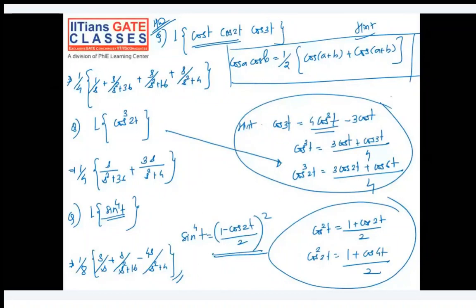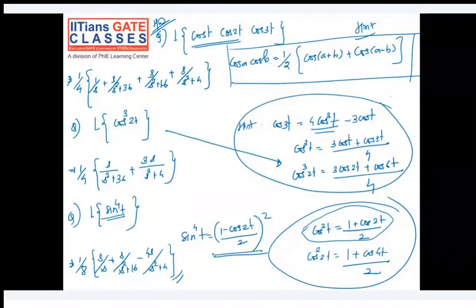Because see here, cos a plus b, cos a minus b here. Sorry, mistakenly I have written plus a minus b here. So 3t minus 3t will become 0, and cos 0 is 1. That's how this came here. Just for your understanding, like why this 1 came here. Basically cos 3t into cos 3t is cos square 3t, and you can directly apply this formula.